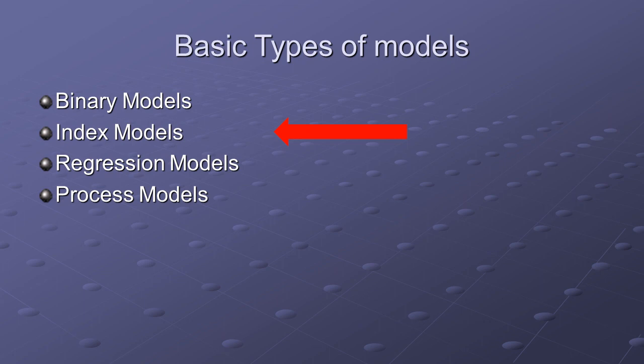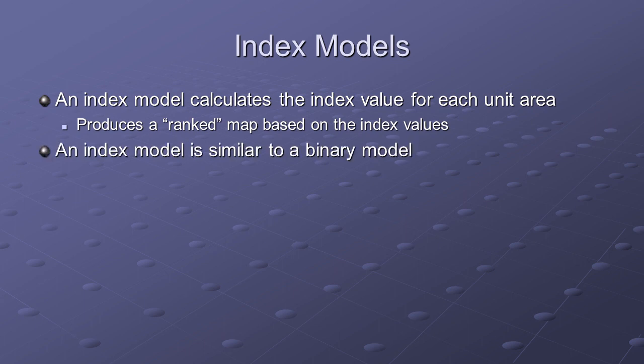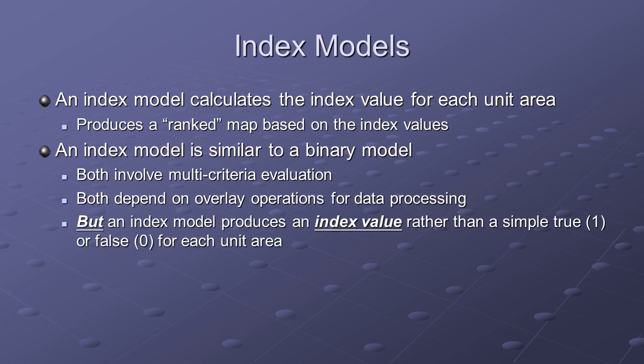Next, we're going to talk about an index model. An index model calculates an index value, which produces a ranked map based on the index values. But remember, an index value doesn't really mean anything. They're similar to a binary model. They both involve multiple criteria. They have some overlay operations for data processing. But an index model produces an index value rather than a simple 1 or 0.